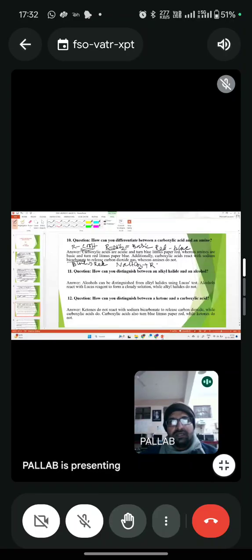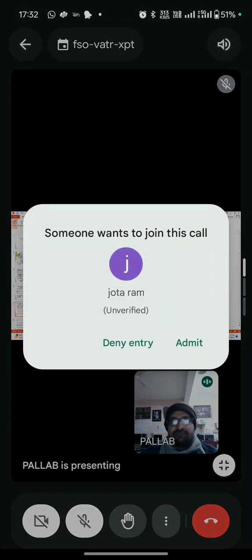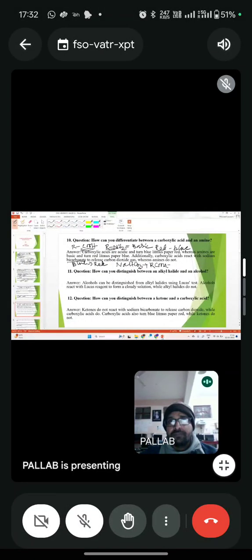Now, this sodium bicarbonate will react with carboxylic acid and form effervescence.